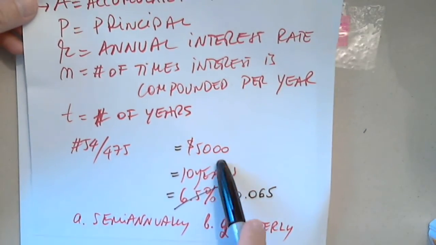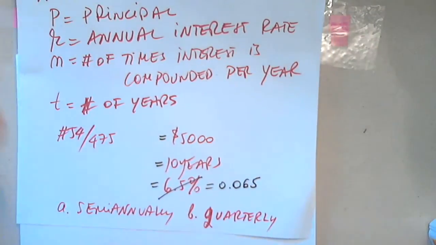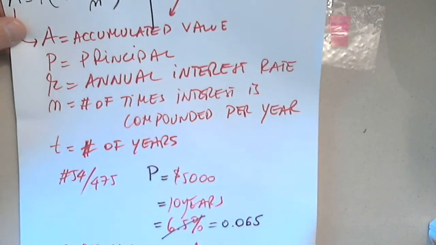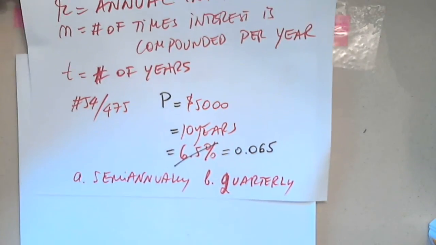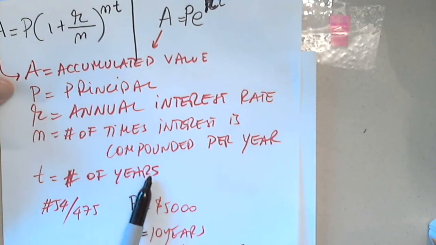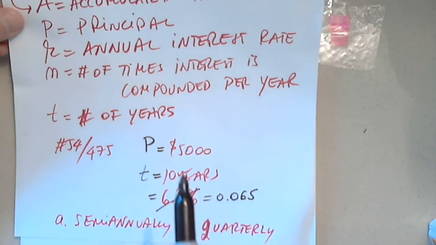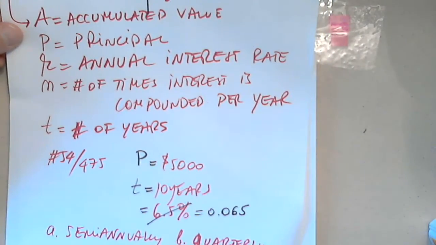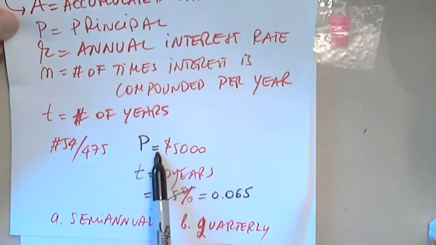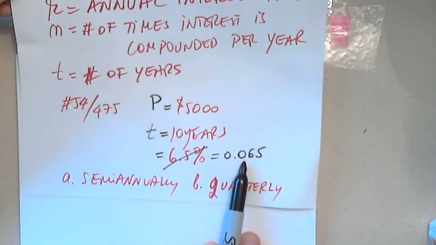So, can anyone tell us what is 5,000 from all these? A, P. Very good, awesome, great job. And then, what is 10 years from all these letters? T, number of years, T. And what is this from all these letters? Which one did you go to again? P is the principal, T is time, number of years, and now I'm here.